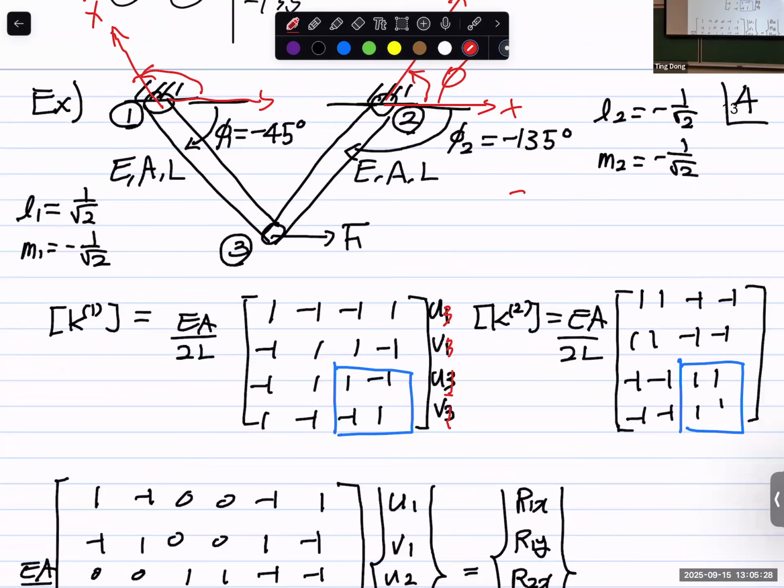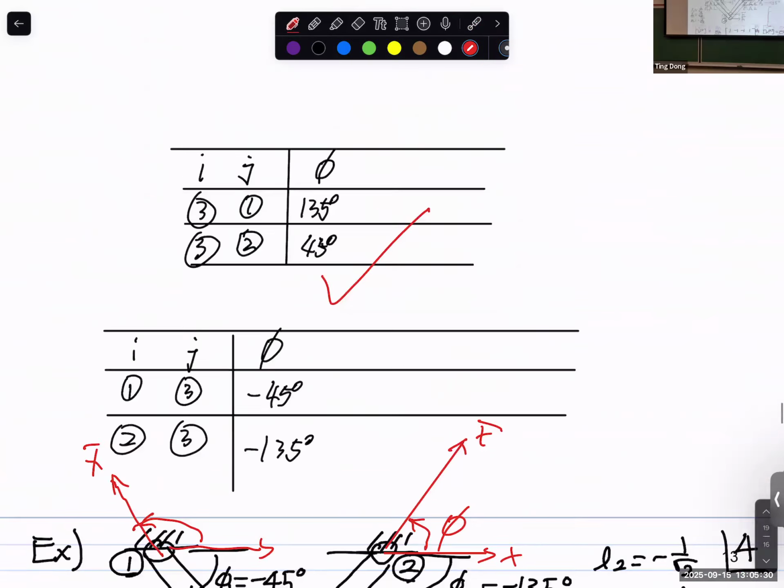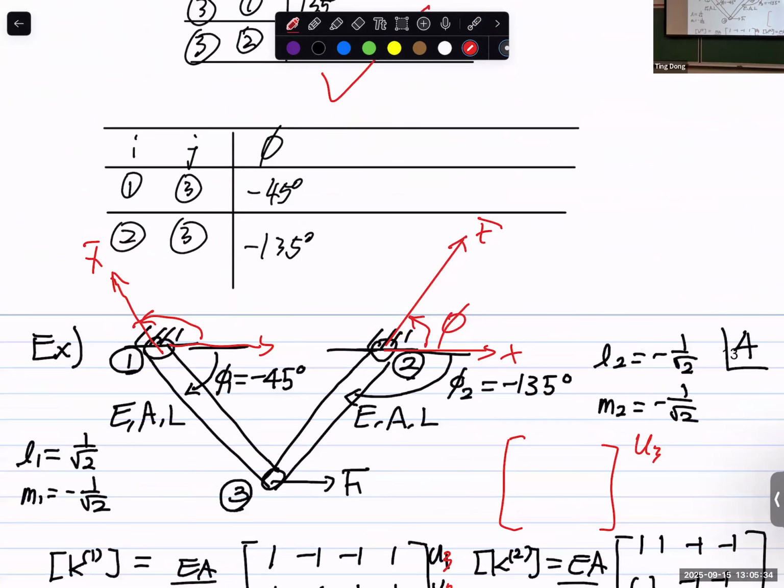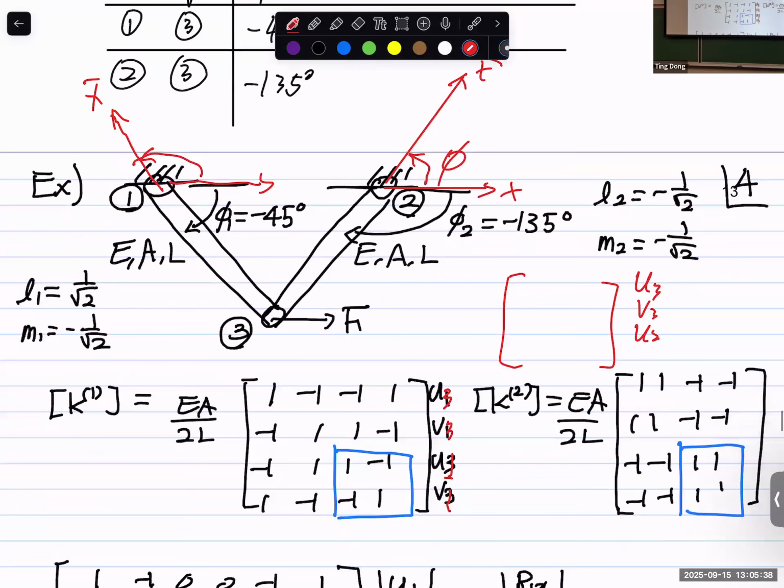Also the second K matrix will become U3, V3, U2, V2. And you do assembly, you apply boundary conditions, and you solve for this. You can practice after class to see if I define it in this way or in this way, does it generate the same answer?